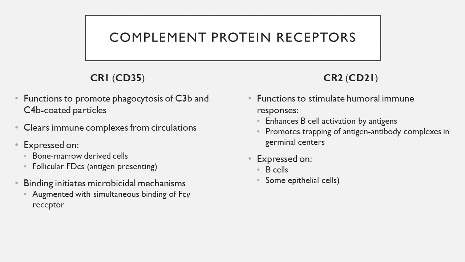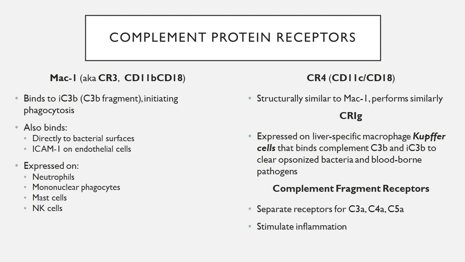Complement receptor number 2 has a lot of important functions associated with B cells. So in addition to B cells, some epithelial cells and follicular dendritic cells, which are sort of attached to B cells as well, they function to enhance B cell activation with certain antigens, and they also promote the trapping of antigen-antibody complexes within the germinal centers that are then necessary for the somatic hypermutation and the expansion of long-lived plasma cells and memory cells during T-dependent activation of B cells.